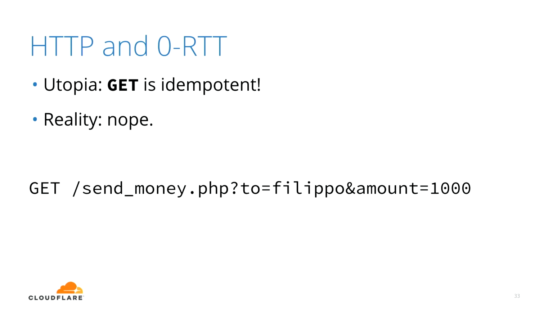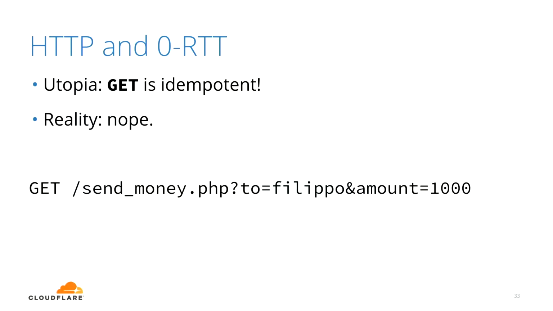You will definitely find some server on the internet that has something like sendmoney.php, to Filippo, this amount. And it's a GET request. And if an attacker records this, which is early data, and then replays it against a different server in the pool, that will get executed twice. And we can't have that. Now, applications. So what can we do here? We make trade-offs.